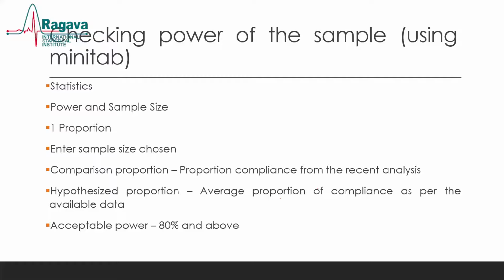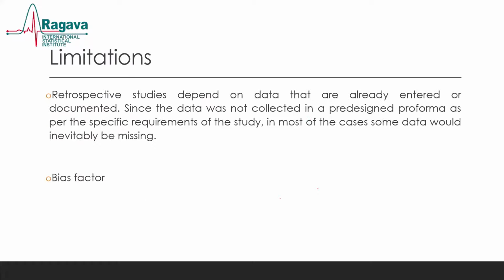Whether you have gone wrong with regards to your sample size identification, or is it about the sampling method that you have done, or is it any other reason why this particular retrospective chart review is not appropriate, the compliance is not appropriate. So that is the reason why we will have to carry out the power of sample checking. So then, moving on with the limitations with regards to the retrospective chart review.